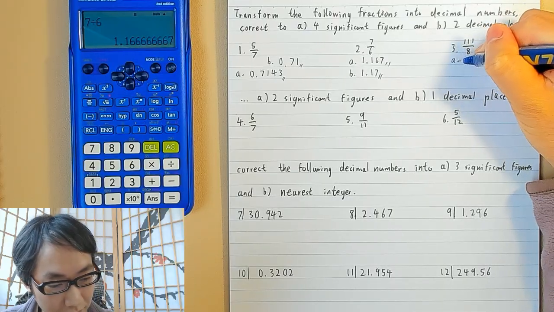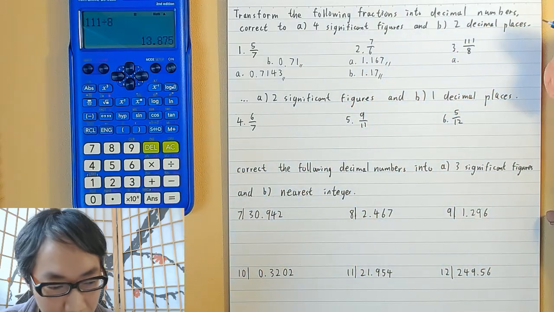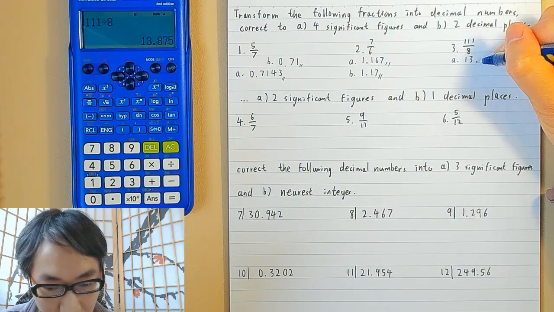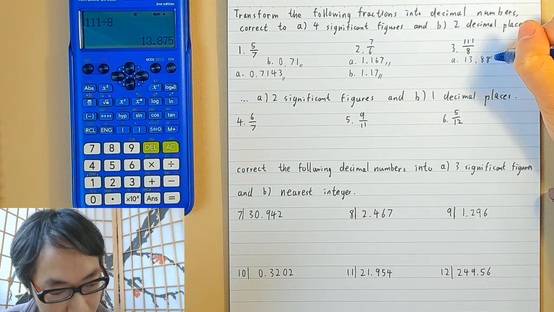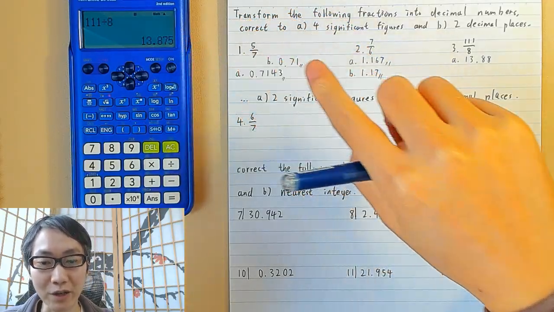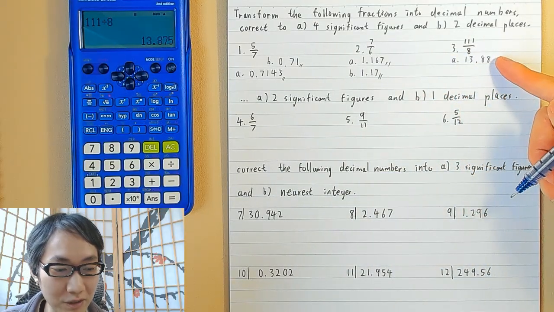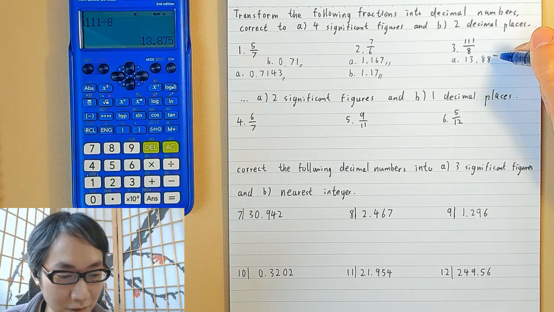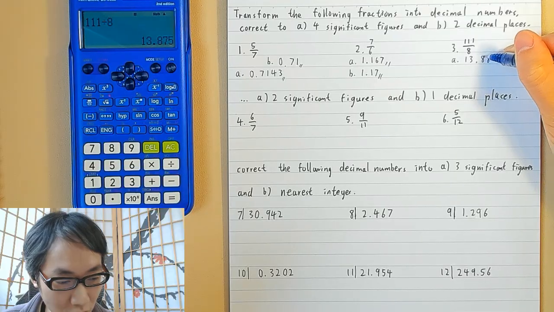Number 3, 111 divided by 8. So this is 4 significant figures, 13.88. This one is 5. 5 is the middle, but conventionally we also correct 5 as the larger version of the approximation. So instead of 13.87, we will say 13.88 conventionally.